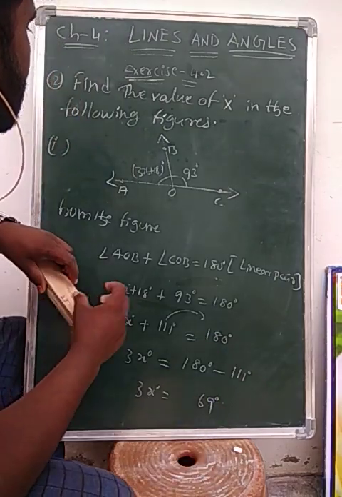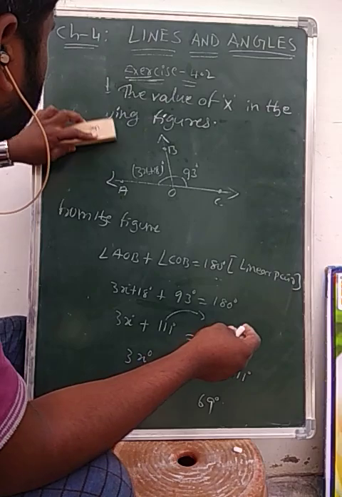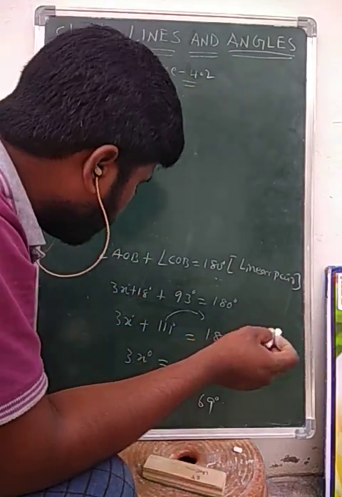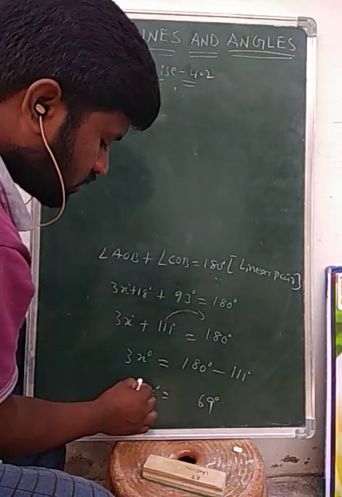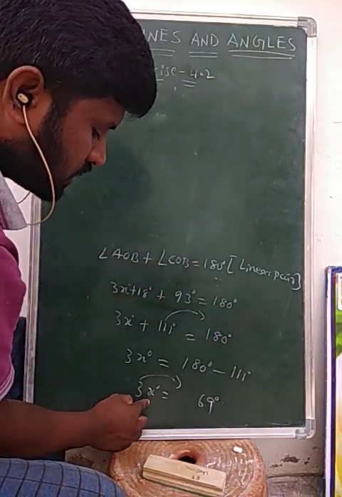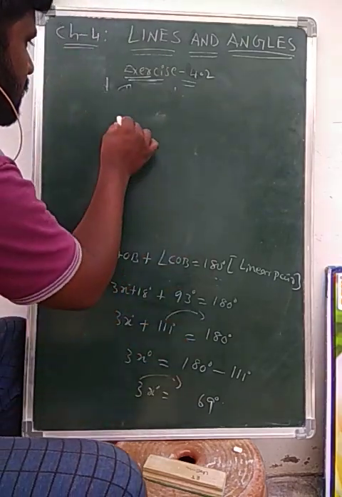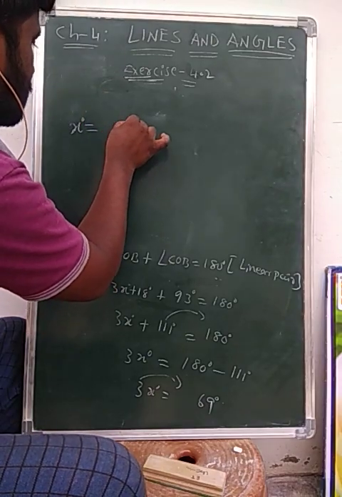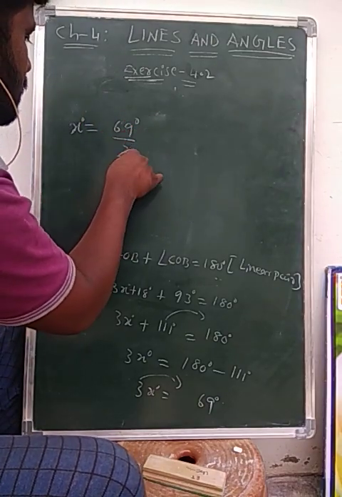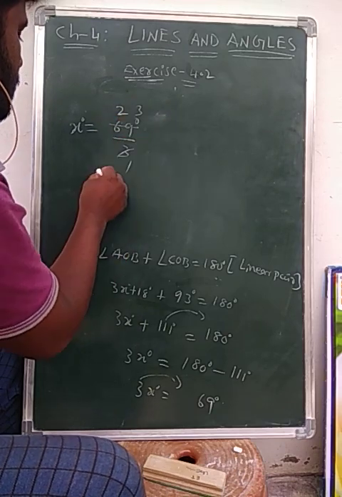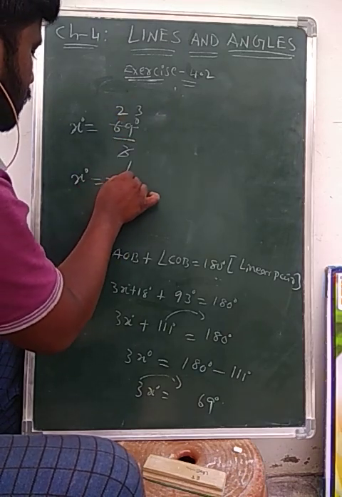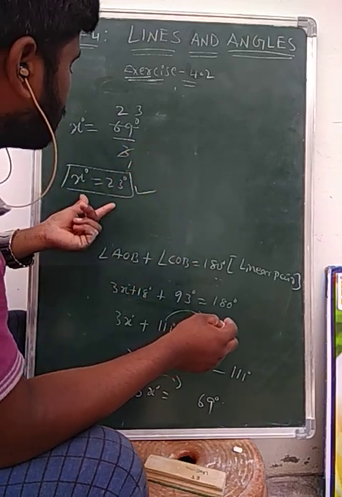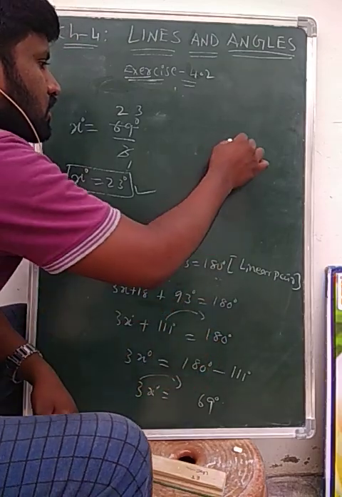So we can write, 3 is transposing to the RHS side. 3x degrees means that is 3 into x degrees. So x degrees is equal to 69 degrees by 3. 3 1s are 3, 3 2s are 6, 3 3s are 9. So x degrees is equal to 23 degrees. Okay? So if you know that 23 degrees, then what is the figure?